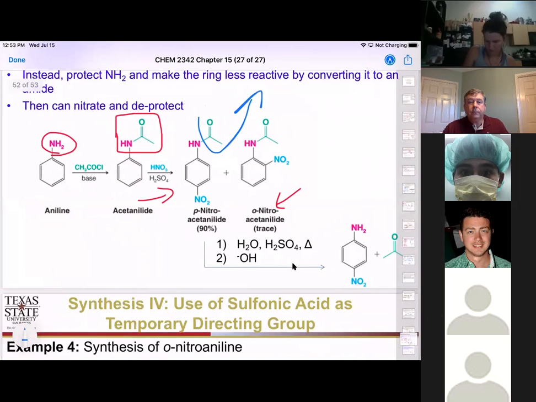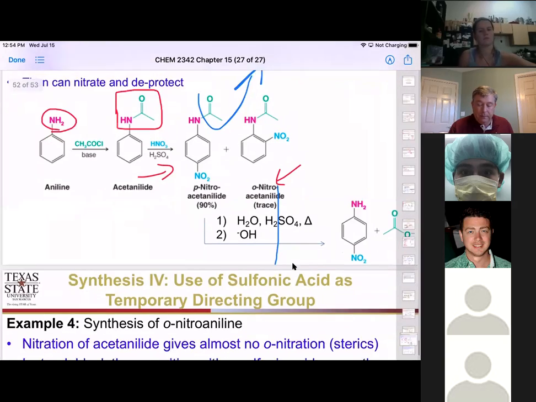Okay. So the next thing I want to talk about is how to protect a group using sulfonic acids. Remember, when we talked about the sulfonation of the ring, we said that was the only one of these reactions that was reversible, and we could possibly use it as a protecting group to protect a specific location. Okay, and so I'm going to show you how to do that on this next slide.